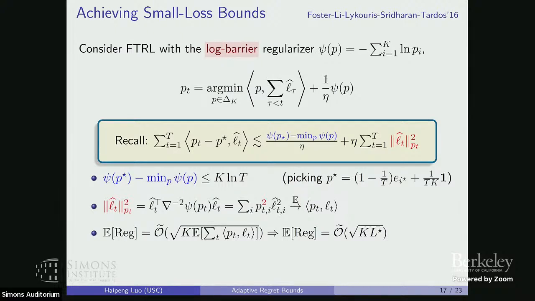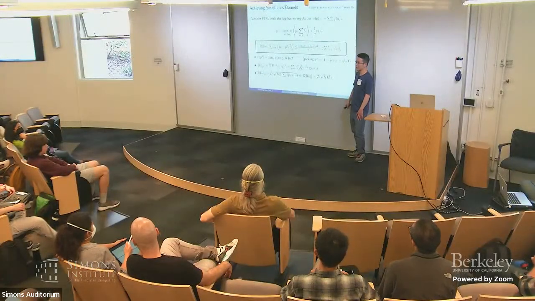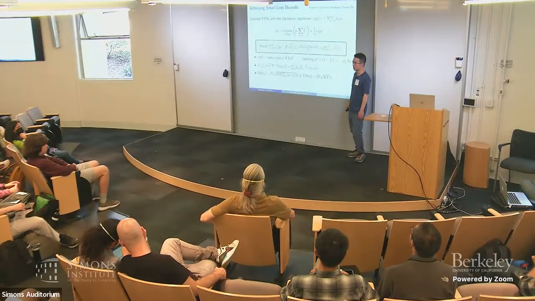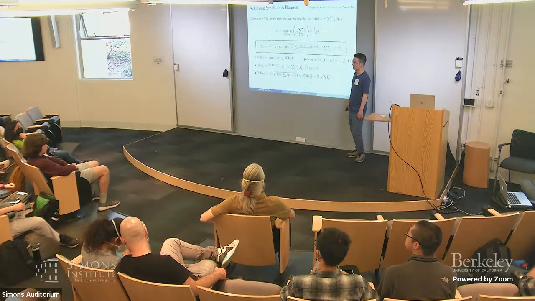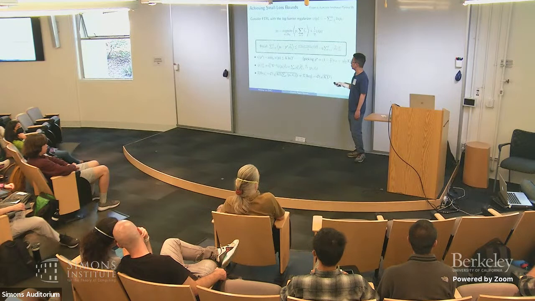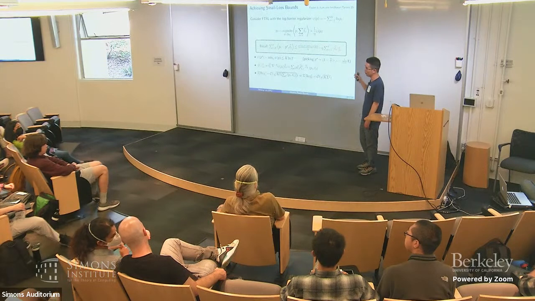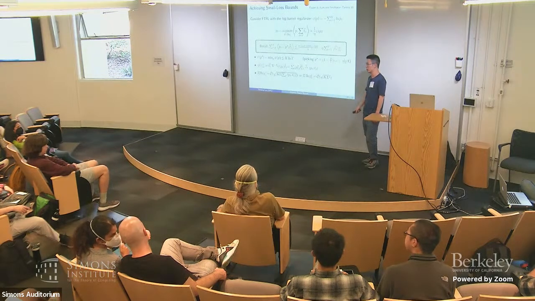Is there any reason to use the entropy regularizer instead of log barrier, for example? Well, for example, it gives you this kind of adaptive bound. Just one advantage. Does log barrier kind of dominate the entropy regularizer? You mean log barrier? Yeah. Whether log barrier dominates? It depends on what you mean by dominate, but log barrier has many nice properties that I will mention.